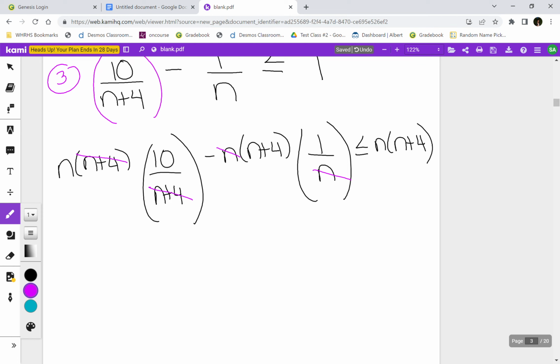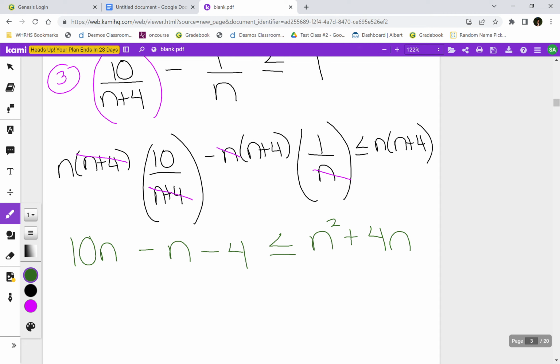All right, so what are we left with? We are left with 10n minus, is that negative going to get distributed? Yes, that negative is going to get distributed. So it's going to be 10n minus n, not plus 4, minus 4. Do we all see that? Is less than or equal to, distributed, n squared plus 4n. What am I going to have to do?